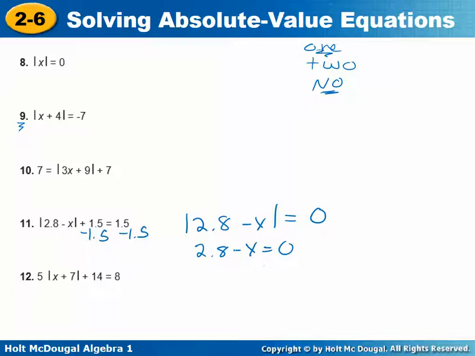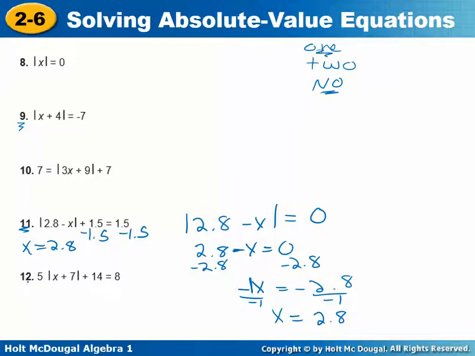This one is a little tricky with the negative x here. So when we undo this, we subtract the 2.8 from both sides, and we have negative x. That minus sign here becomes a negative x equals negative 2.8. If you prefer, put a 1 here, and then you can go ahead and divide both sides by negative 1. So x is equal to negative 2.8 divided by negative 1, which is a positive 2.8. So number 11, there's only going to be one solution.